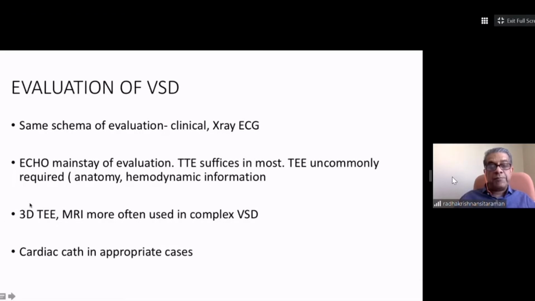There have been papers, especially Dr. Shiva has written about the 3D, and actually he follows the same schema as we have been following for defining a ventricular septal defect. He looks at it from the right ventricular aspect and then makes the diagnosis.